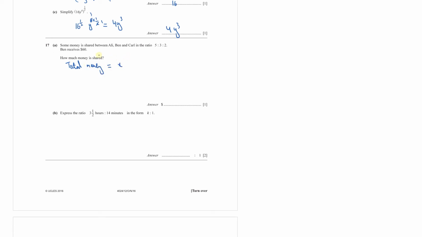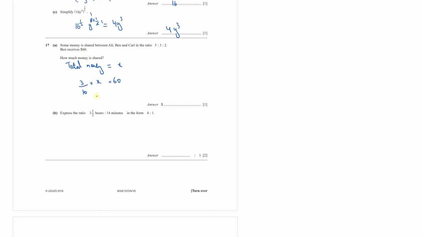So you know that Ben receives $60 and his share was 3 out of the total. So you can calculate the total proportion here, which is 5 plus 3 equals 8, plus 2, 10. So he received 3 by 10 of the total money, which is X. And what was his share? His share was $60. So Ben received 3/10 of the total, which is X, and his share was $60.